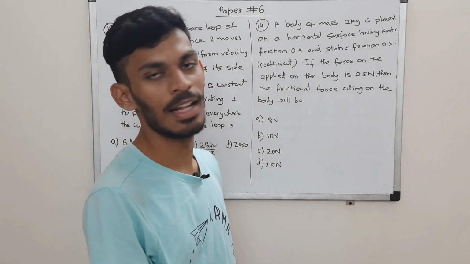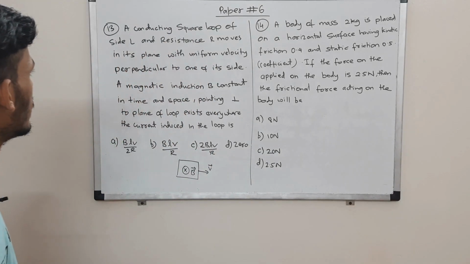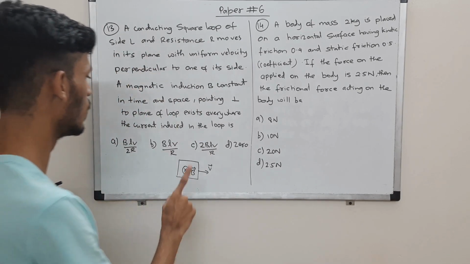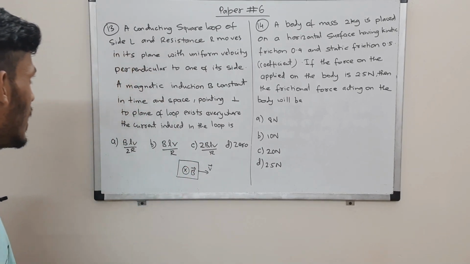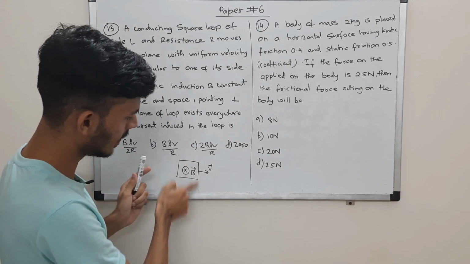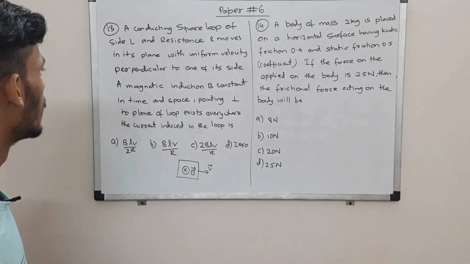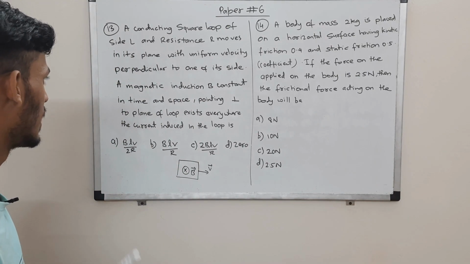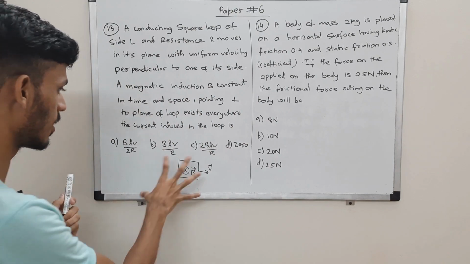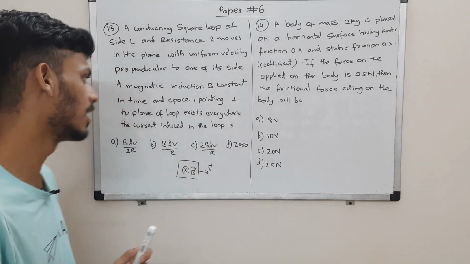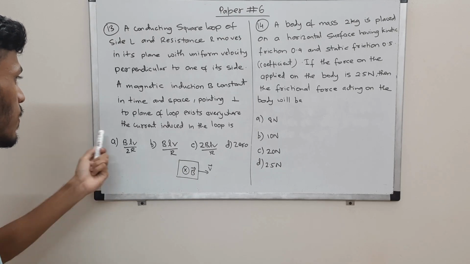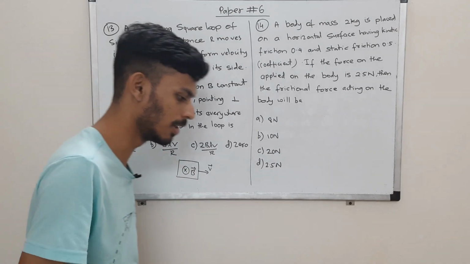So questions 13 and 14 over here. Question 13 is a very simple question. In this question we are told that a conducting square loop has a resistance R, and it is moving with a uniform velocity which is perpendicular to one of its sides, as you can see. The magnetic field is present everywhere and it is constant in space and time, directed in the inward direction. You are supposed to tell what is the current induced in the loop.